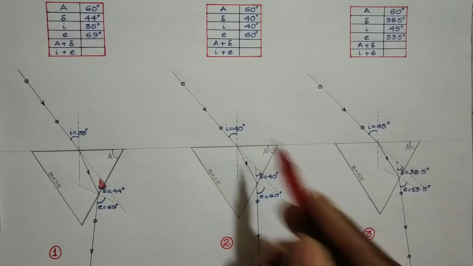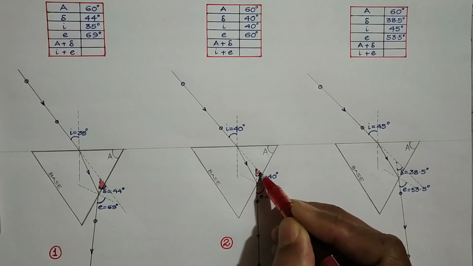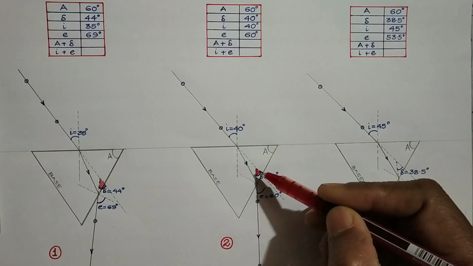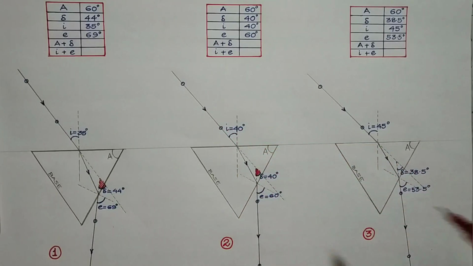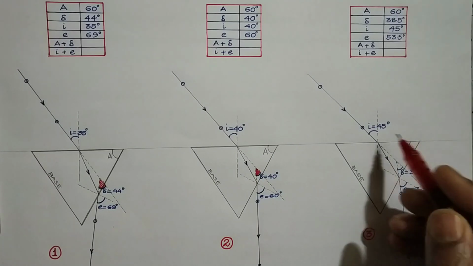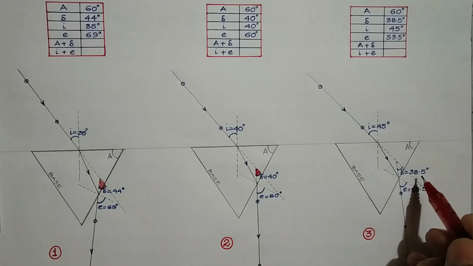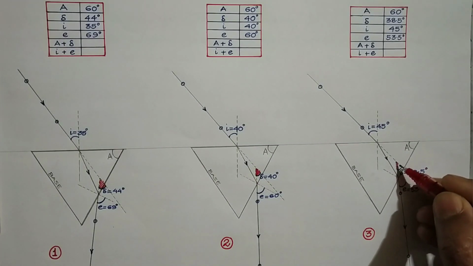Corresponding to i equals 40 degree, the angle of deviation is found to be 40 degree, right? This is the angle of deviation, which is the angle the emergent ray makes with the incident ray when produced. And over here, students, corresponding to angle of incidence of 45 degree, we have obtained the angle of deviation to be 38.5 degree. So this is the angle I am talking about.